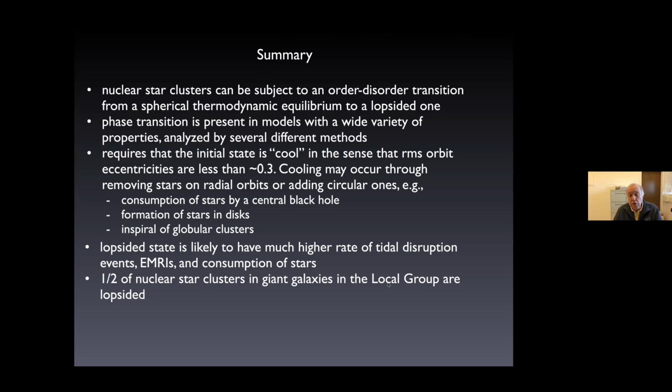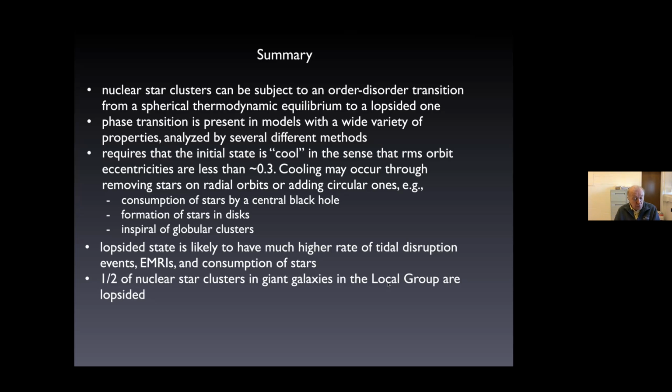The transition requires that the initial state is cool in the sense that the RMS eccentricities are less than about 0.3. The most natural way to cause that cooling is through processes that either remove stars on radial orbits or add stars on circular ones. So for example, consumption of stars by the central black hole, since most of the stars that are lost are on nearly radial orbits. Formation of new stars in disks, which would be in circular orbits, and which we see in the galactic center star cluster and in M31. And finally, if the clusters are formed by in-spiral of globular clusters, those would likely in-spiral on nearly circular orbits and add stars on nearly circular orbits.